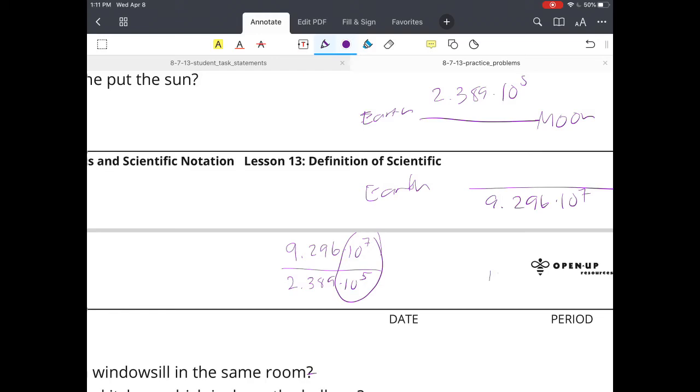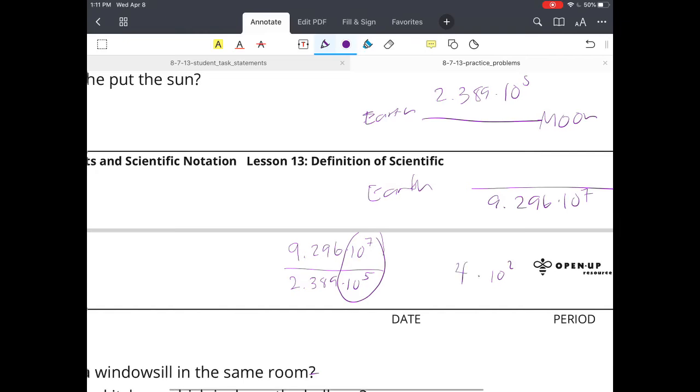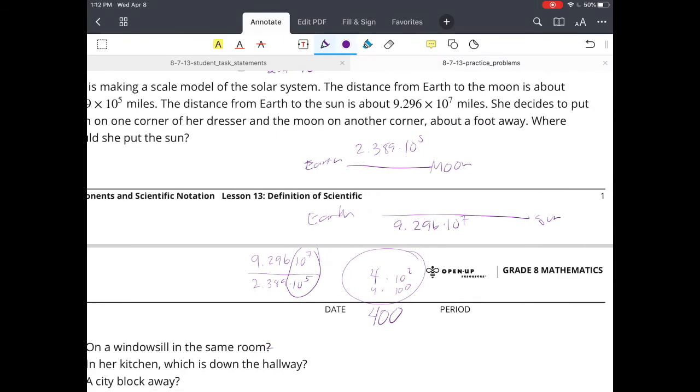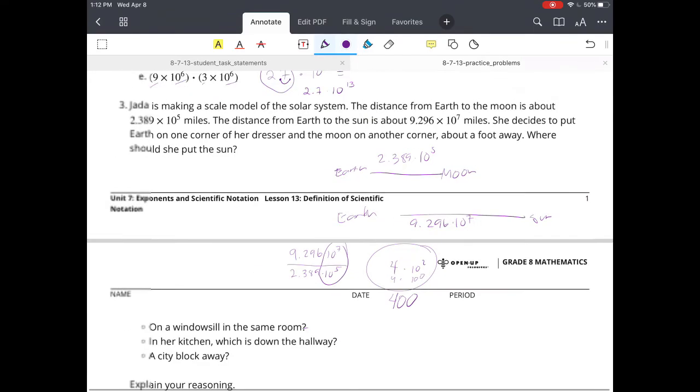This is easy. That's just 10 squared. And 9.3 divided by 2.4, that's about 4, okay? You can use a calculator, might be 3.8 or 3.9. But 10 times 10 is 100, times 4 is 400. So the distance between the sun and Earth is about 400 times bigger, or longer, I should say, than the distance between Earth and moon. It's a lot.